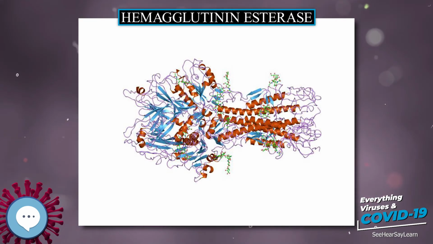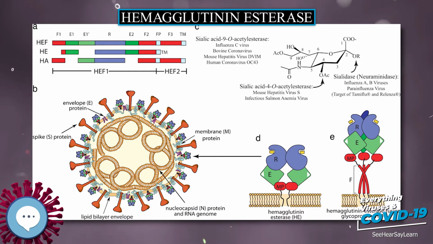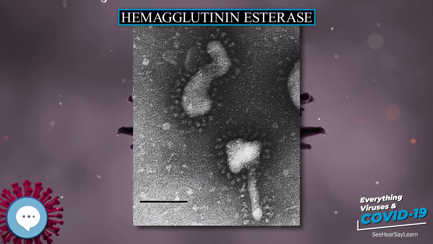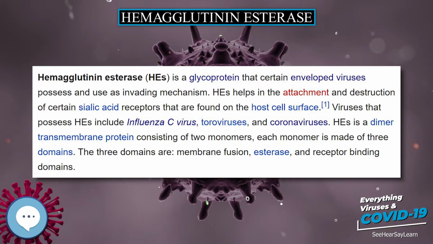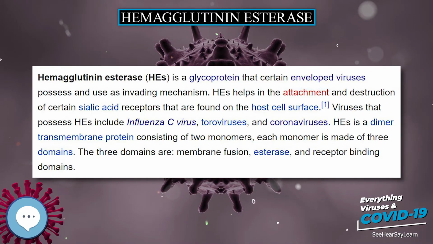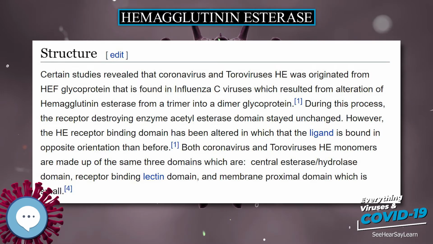The receptor binding activity involves the attachment of HES to N-acetyl 9-O-acetylneuraminic acid, 9-OAC-NeuSAc, of glycolipids and glycoproteins, which in turn serve as viral receptors. Receptor hydrolysis, or esterase activity, allows virus particles to escape the infected cell by removing an acetyl group from the C9 position of terminal 9-OAC-NeuSAc residues.